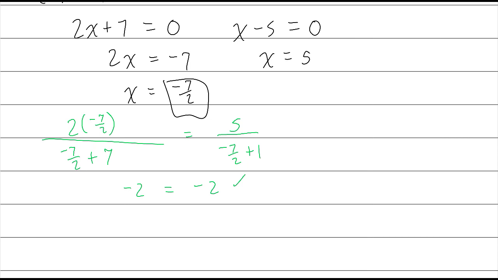Okay, let's plug in 5. 2 times 5 over 5 plus 7 equals 5 over 5 plus 1. Okay, so in my calculator, 2 times 5 over 5 plus 7 comes out to be 5/6. And you can actually see that without me typing it in, right? 5 plus 1 is 6, so that's going to be 5/6. Check. So both of these solutions are good.